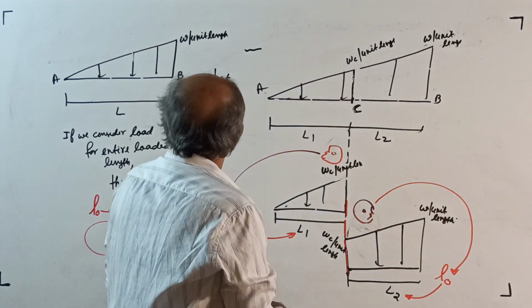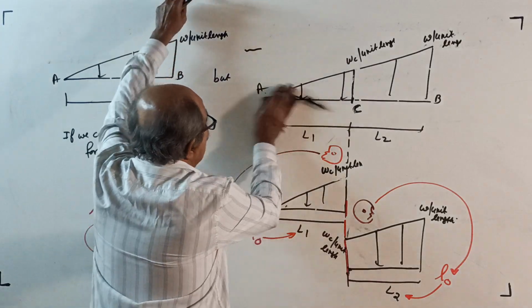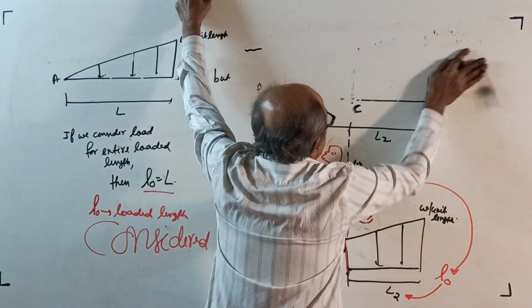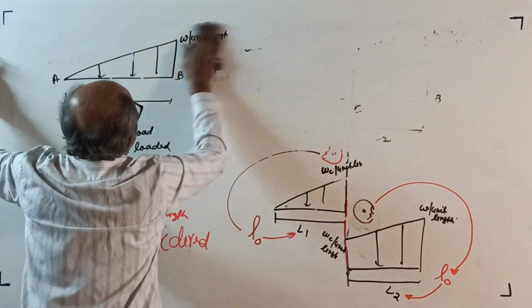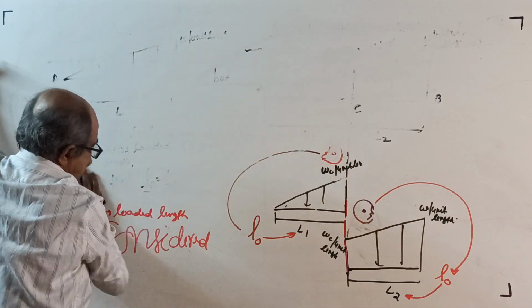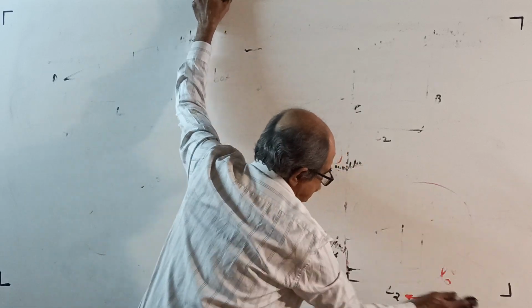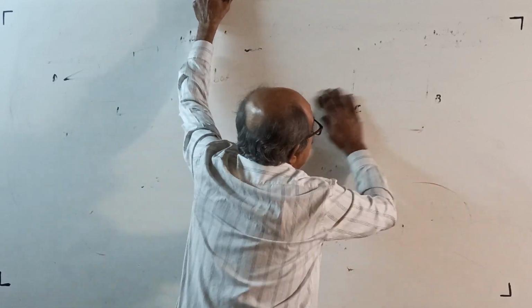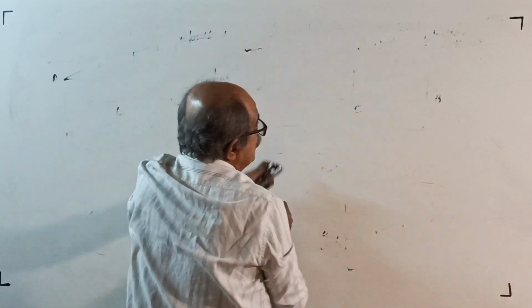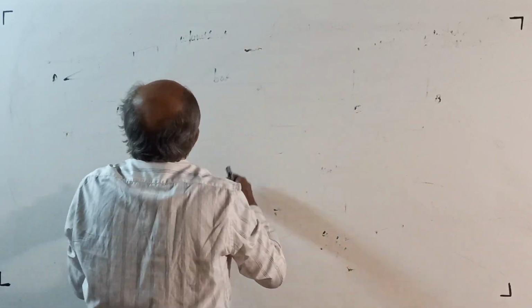Now I'll give a small example for this one. Small example. Do one thing. It's a waste of time. No point in wasting time this way. You make a note. I'll give the example first.